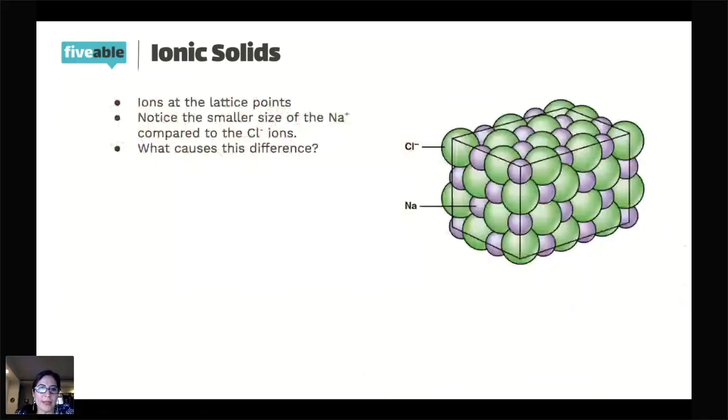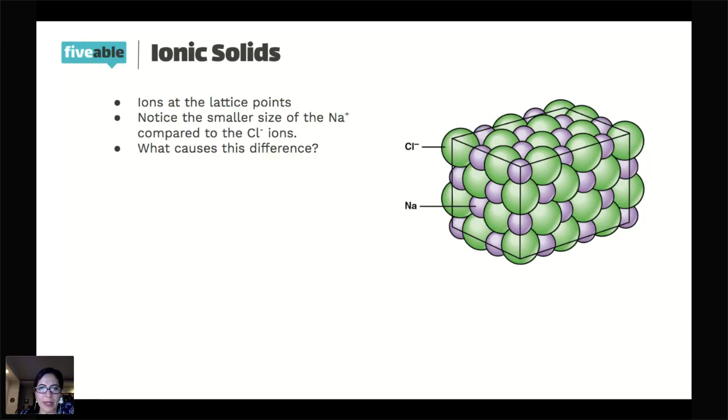Okay, so as we mentioned already, you have ions on the lattice points, and something interesting to notice is the slightly smaller size of the sodium ions. Here on this diagram, we're missing the plus sign on the sodium. This is a sodium ion, so it must be sodium +1. Do you notice the difference in size? Do you know what causes this difference?